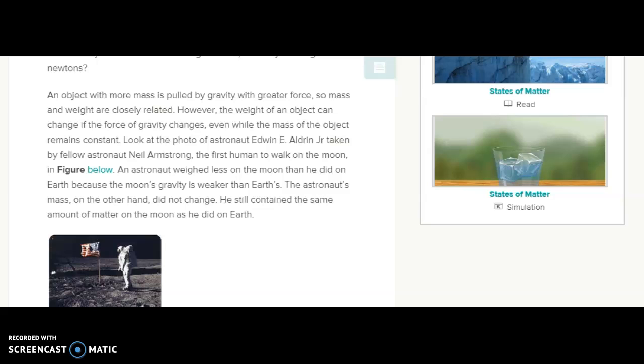An object with more mass is pulled by gravity with a greater force, so mass and weight are closely related. However, the weight of an object can change if the force of gravity changes, even while the mass of the object remains constant. Look at the photo of the astronaut Edwin E. Aldrin, Jr., taken by fellow astronaut Neil Armstrong, the first human to walk on the moon, in the figure below. An astronaut weighed less on the moon than he did on Earth because the moon's gravity is weaker than Earth's. The astronaut's mass, on the other hand, did not change. He still contained the same amount of matter on the moon as he did on Earth.